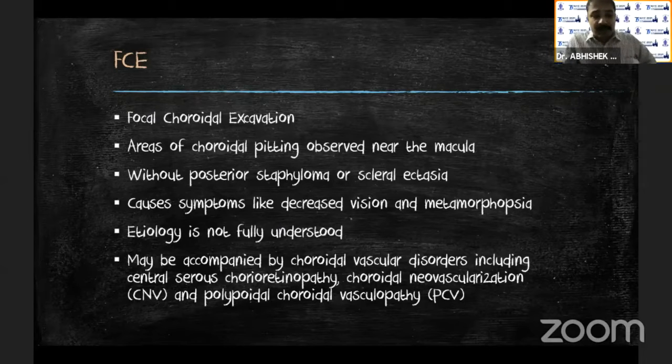This can cause symptoms like decreased vision and metamorphopsia because of the mechanical bending of the retina and the photoreceptors. Though its etiology is not fully understood, luckily for us, the prognosis in most of these cases is quite good. However, in some cases, it may be accompanied by a choroidal vascular disorder like PCV, CNV, or sometimes even CSR.